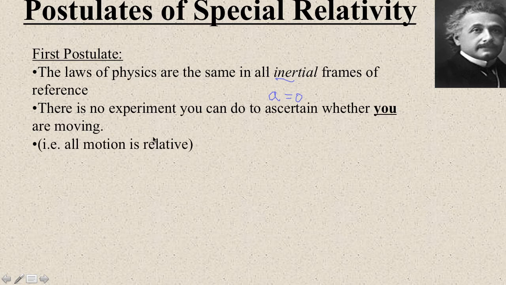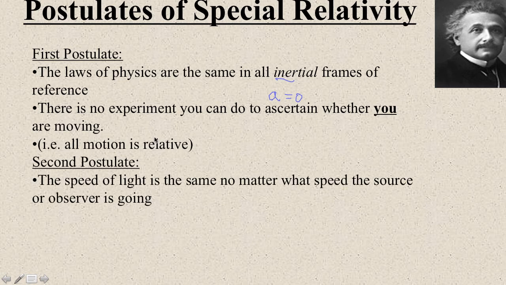All motion is relative. If you're moving forward, I could say you're moving forward, and you could say to me, "No, you're moving backwards," right? It's all relative to each other, as long as we're moving at a constant speed. The second postulate is that the speed of light is the same no matter what the speed of the source or observer is.